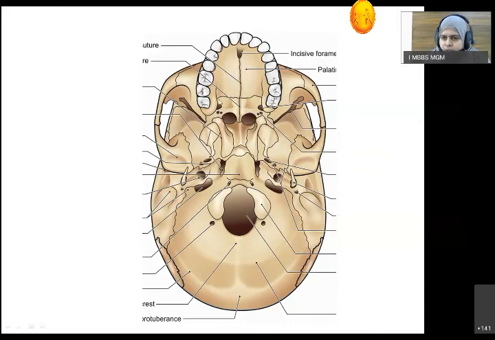Then on the posterolateral aspect, there is one greater palatine foramen and 2 to 3 lesser palatine foramina. Through the greater palatine foramen, greater palatine vessels and nerve pass. Through the lesser palatine foramen, lesser palatine vessels, that is posterior and middle palatine nerves, pass. In the middle portion, how many foramina? This is foramen ovale, foramen spinosum, foramen lacerum. This is the carotid canal. Posterior to it, there is the jugular foramen.